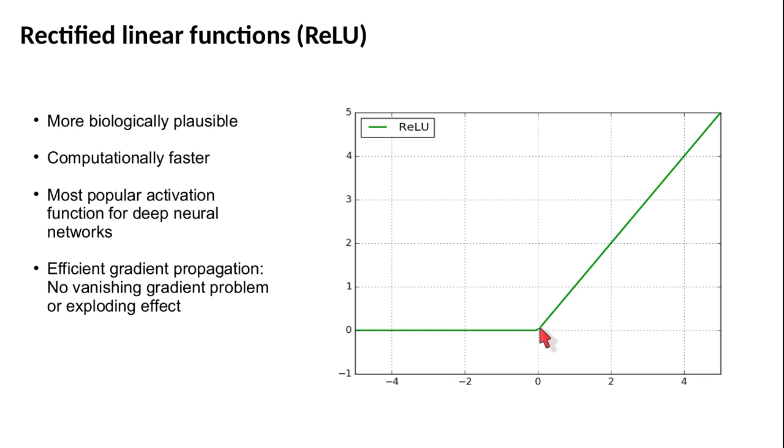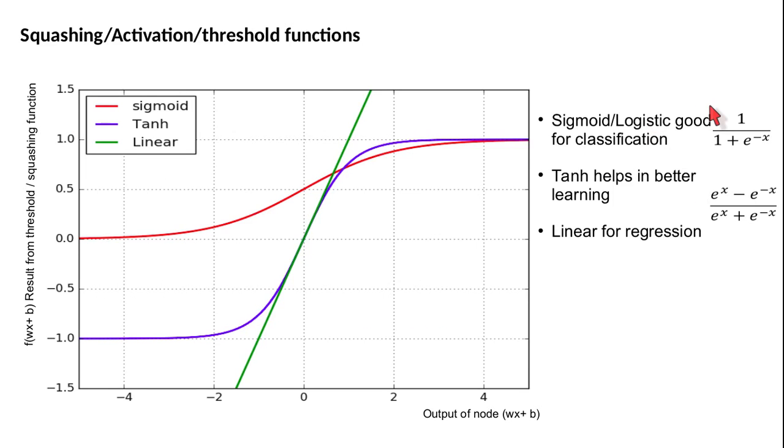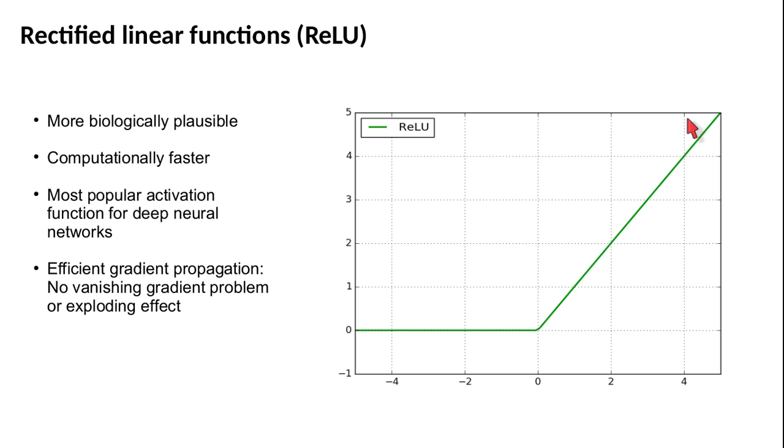When the weighted sum is greater than 0, it's a linear function. This leads to efficient gradient propagation. There is no vanishing gradient problem or exploding gradient problem in the case of ReLU. It's also computationally faster. In the case of the sigmoid or the tanh function, you need to compute an exponential value, whereas no such computation is required in the case of ReLU.